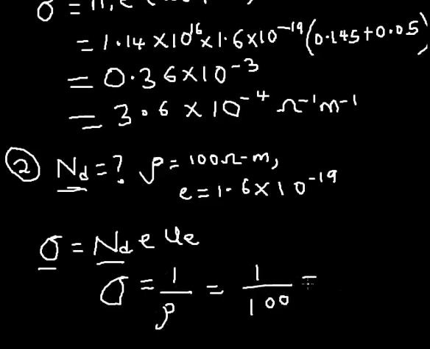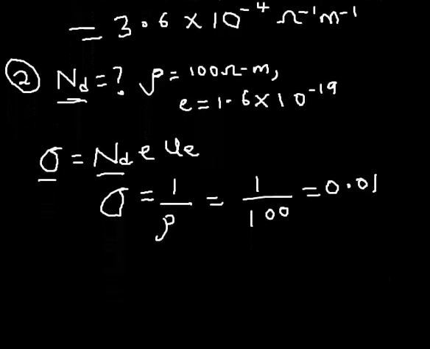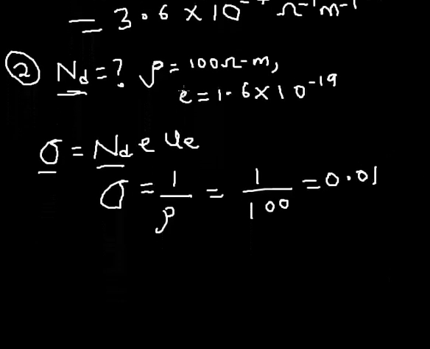So if I do 1 over 100, I'm going to have 0.01 if I'm not mistaken. Okay, yes. Okay, per ohm per meter. All right, so let's now get what we're looking for.